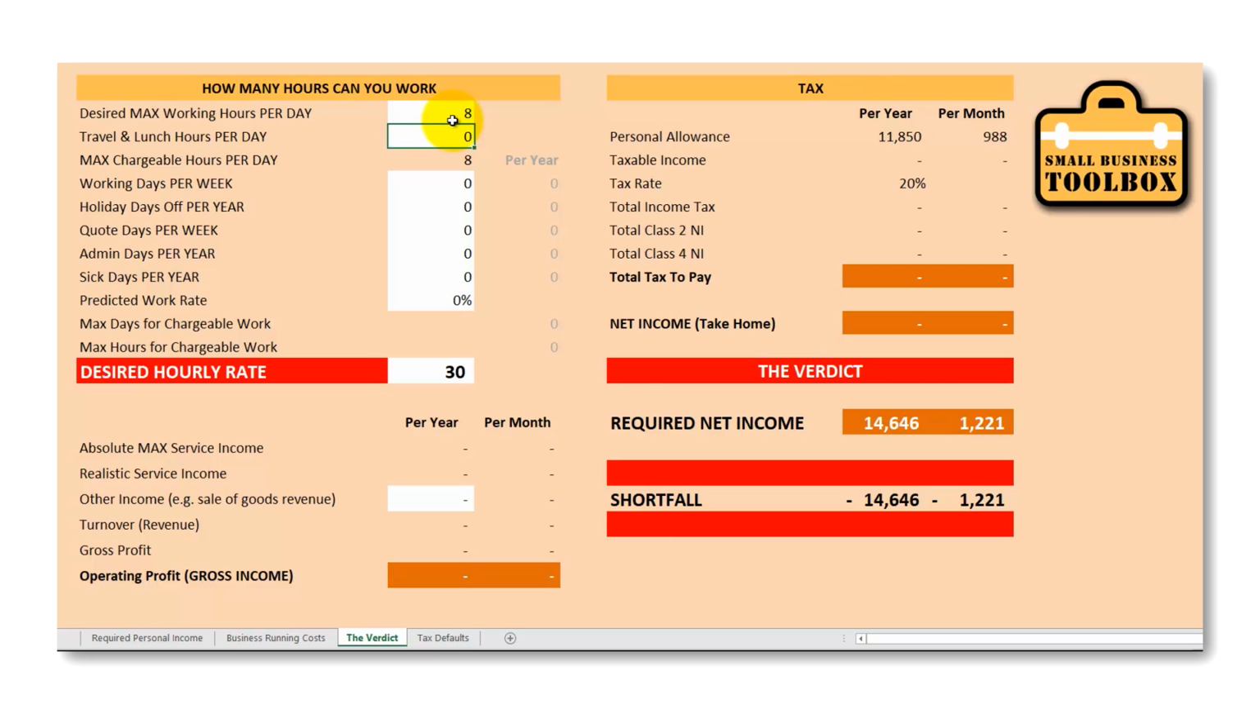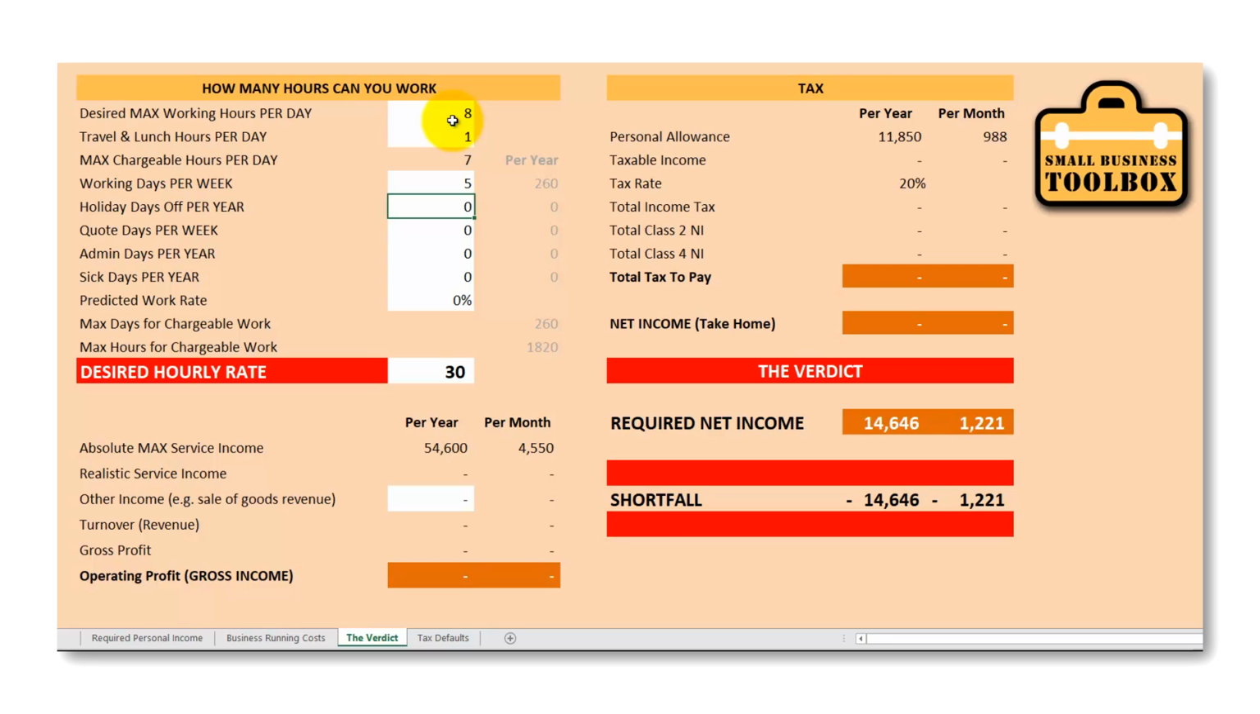Now, you're probably not going to be able to charge customers for when you go off having your lunch and for when you're traveling around, whether you've got to go off and buy bits and pieces or whatever. Let's allow 1 hour a day for lunch and randomly having to drive around and do things. Then, how many days a week are you planning on working? Let's assume you're working a standard 5-day week.